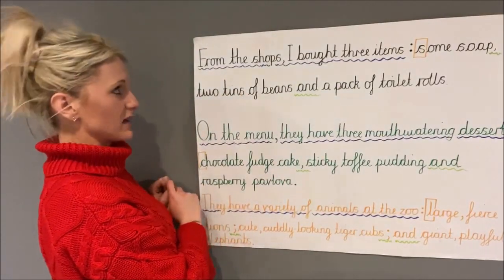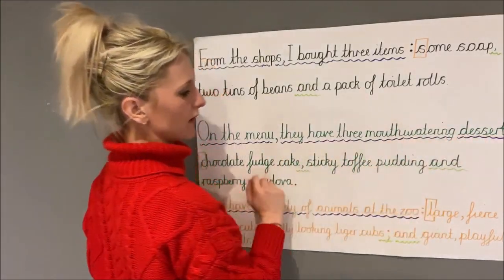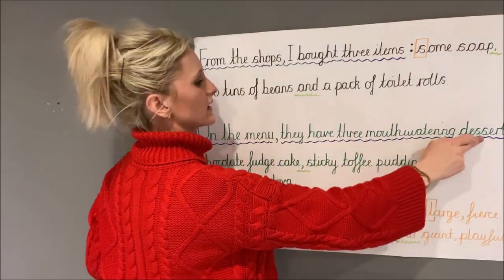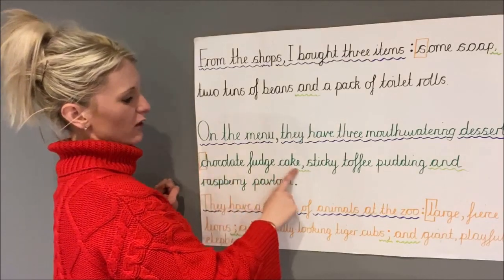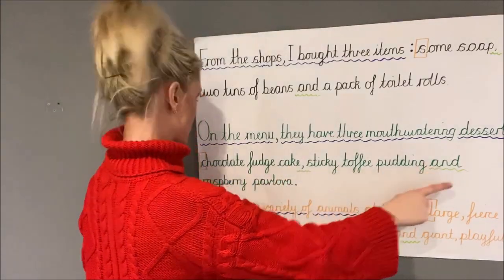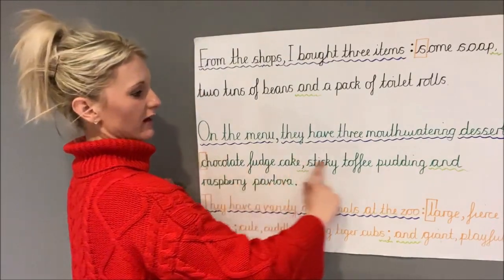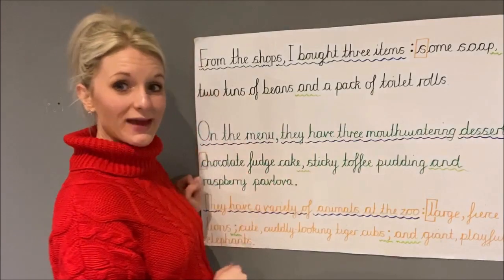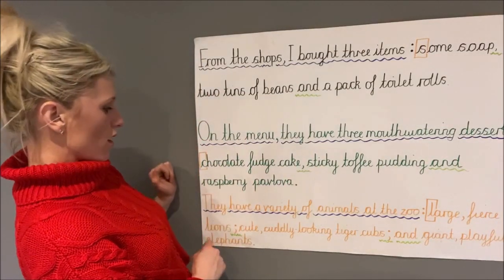The next one, I've said on the menu, they have 3 mouth-watering desserts. So I've summarised the items in my list by calling them 3 mouth-watering desserts. And then I've got a lowercase c, chocolate fudge cake, comma, sticky toffee pudding, and raspberry pavlova, full stop. So your list should look like this. The bit before the colon might be different, but it should make sense on its own. Okay, and then we've got our last one.